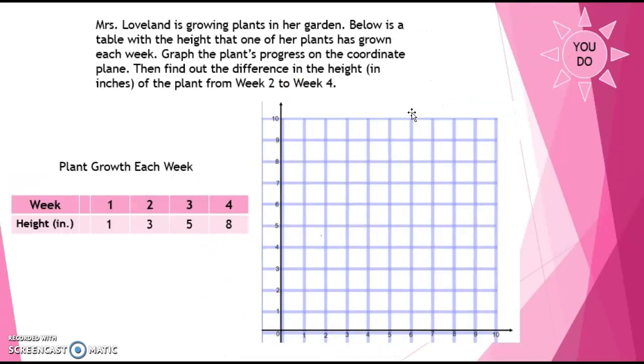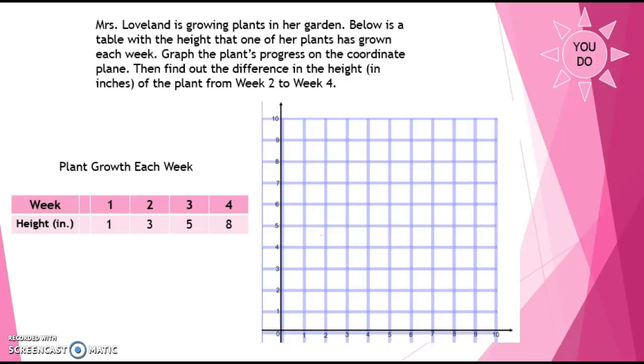Okay, lastly, we've come to the you do. Go ahead and take a minute to read the problem. I'm going to want you to apply all of your learning from this lesson into this one problem. You're going to be interpreting data from the chart. You're going to be graphing on a coordinate grid. And you're also going to be finding the difference in the height between the plants from week 2 to week 4. Go ahead and pause the video. And when we return, we will go ahead and check our answer.